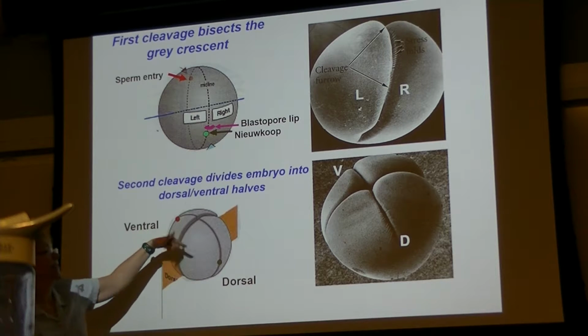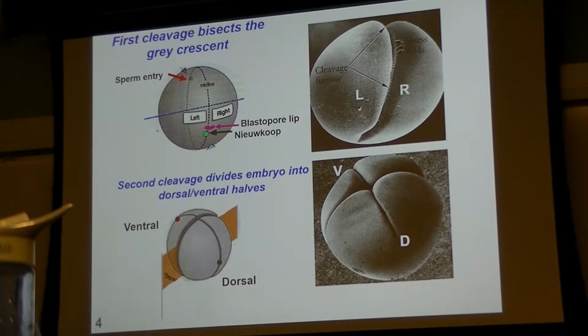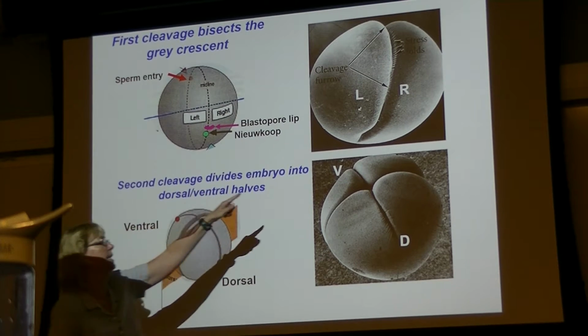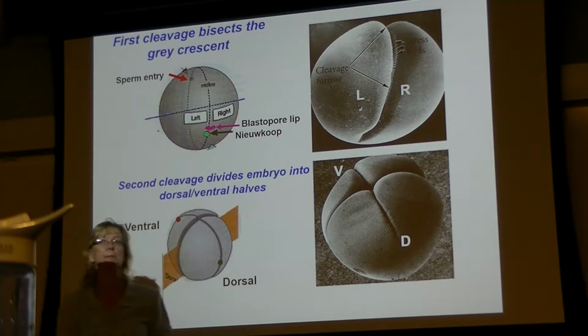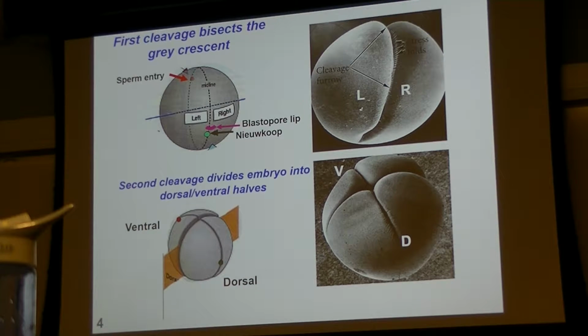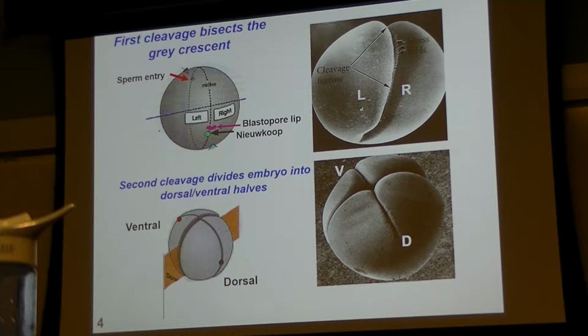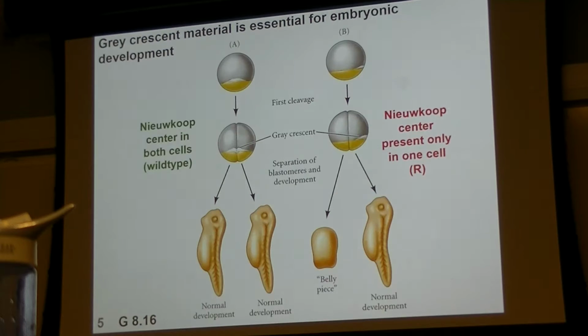Then when we get another cleavage, it'll be offset 90 degrees from that. So this will divide the embryo into 4 cells. So we'll have the left and right side, and then the following cleavage will divide it into cells that are on the ventral versus dorsal side. Does that make sense? I think I have another slide here.